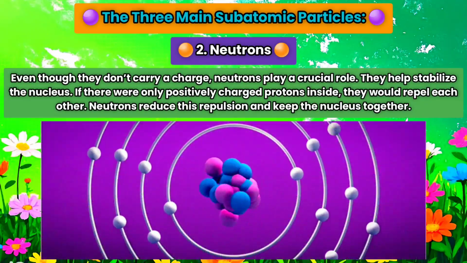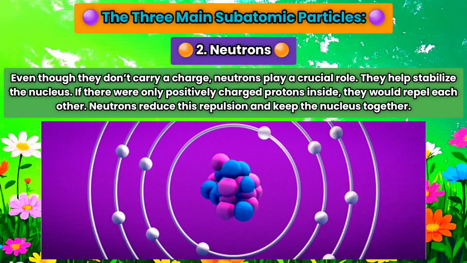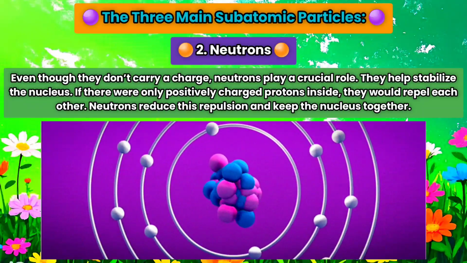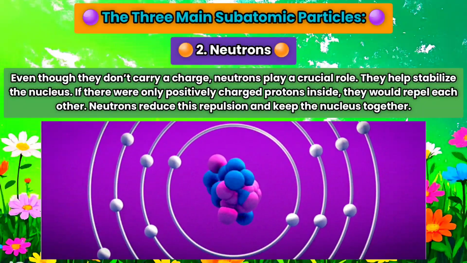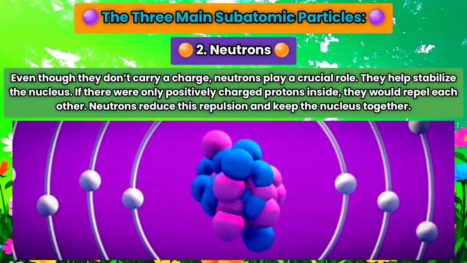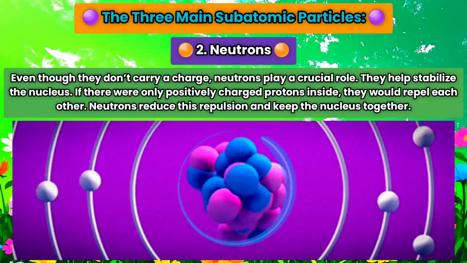Even though they don't carry a charge, neutrons play a crucial role. They help stabilize the nucleus. If there were only positively charged protons inside, they would repel each other. Neutrons reduce this repulsion and keep the nucleus together.